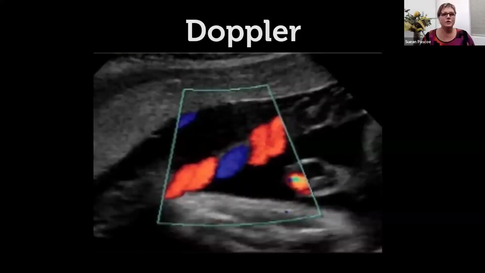So we'll move on to Doppler. And as I said, I'm just going to cover off on umbilical artery Doppler. I think middle cerebral artery is an advanced skill, and as I mentioned right at the beginning, you need to have good Doppler skills before you venture near this one.